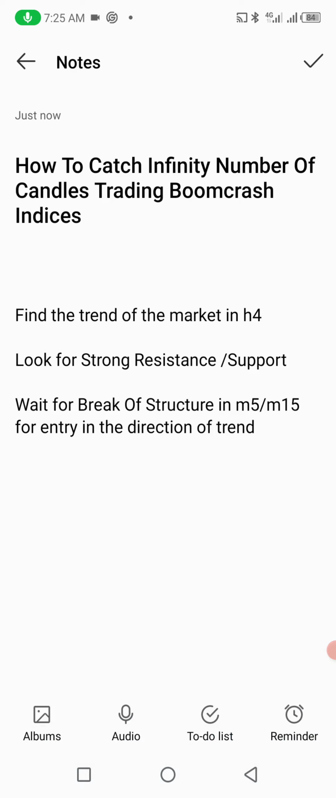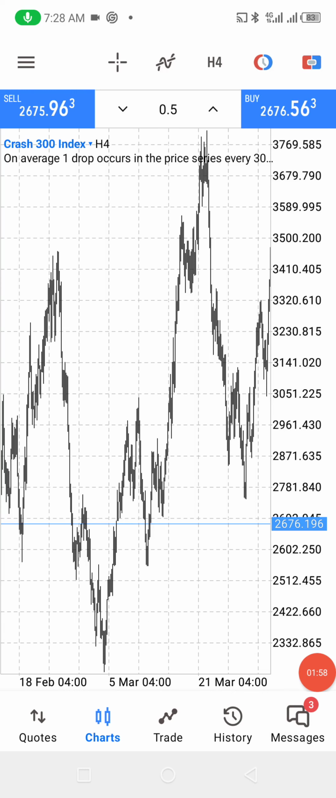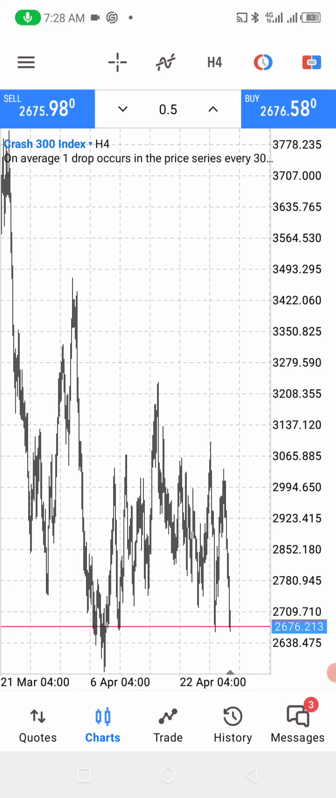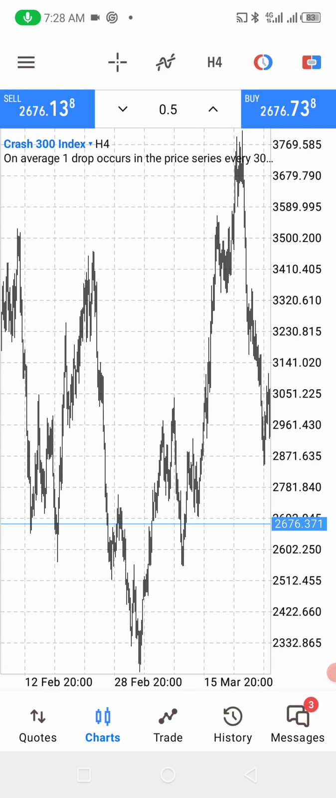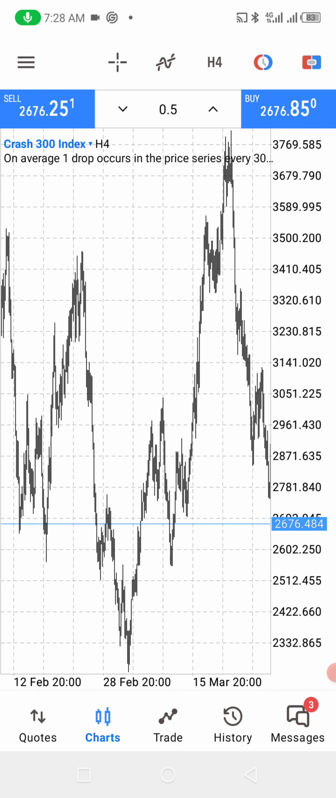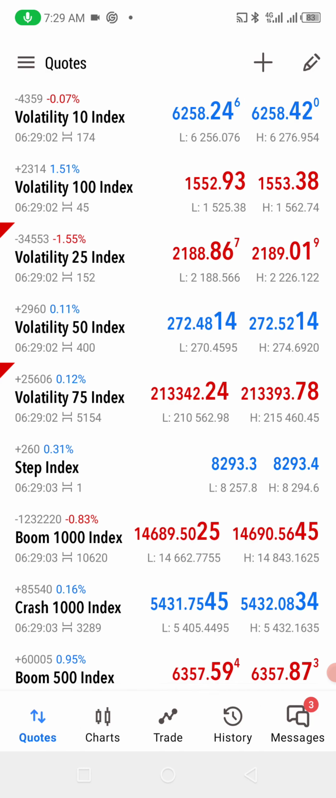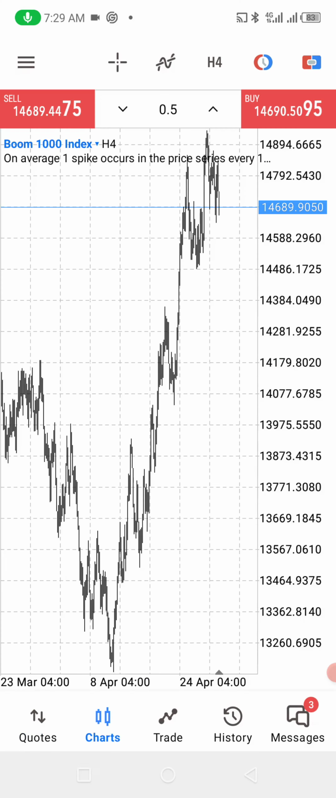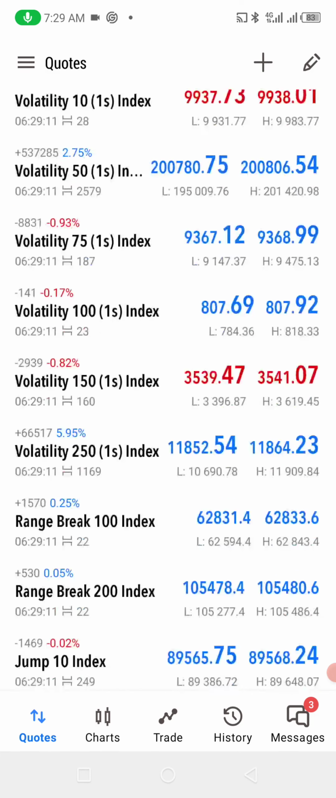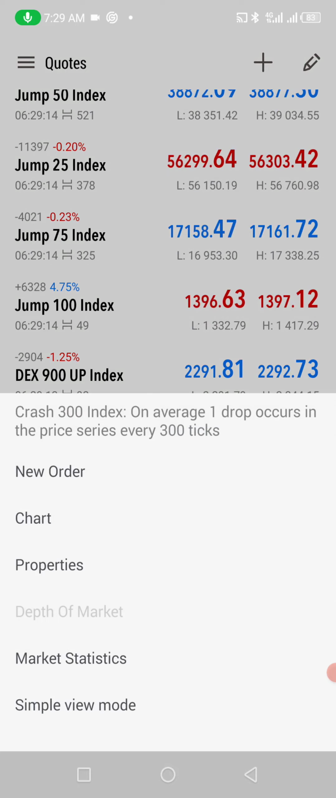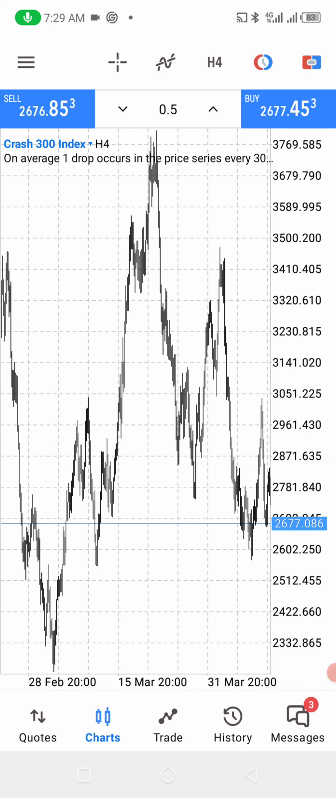So I'm going to go to the charts so that you see this practically. Okay, this is Crash 300. In this strategy you are looking for trend in the direction of the boom and crash market. So for crash market, you are looking for uptrend, and for boom market, you are looking for downtrend. Okay, so let's start with crash market. Let's start with Crash 300. You are looking for uptrend.